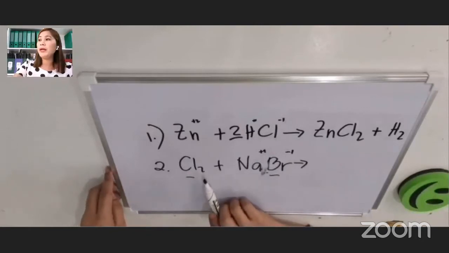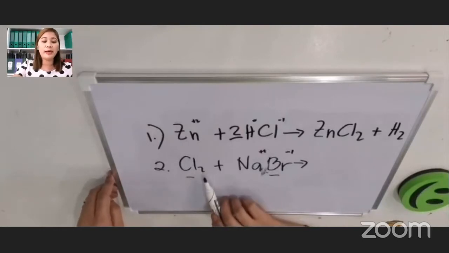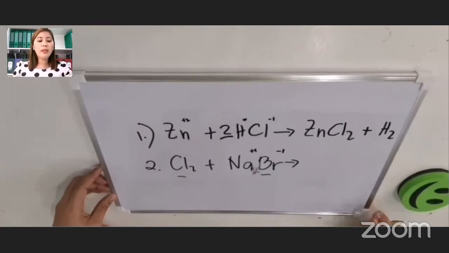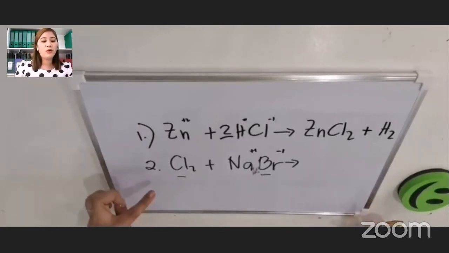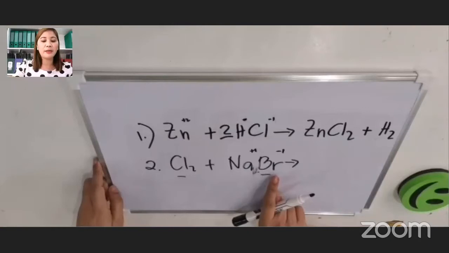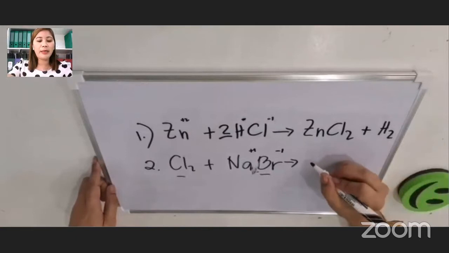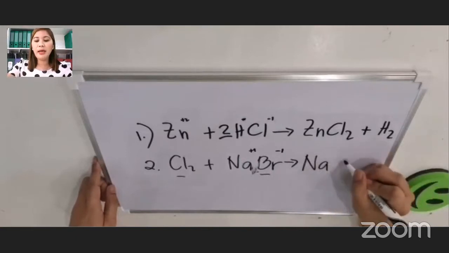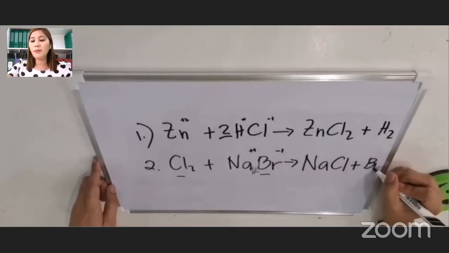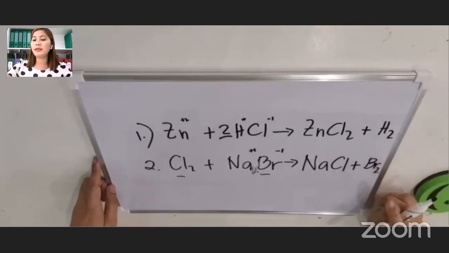Si chloride dito, may 2, of course. Still, it's a diatomic molecule, so it cannot stand alone. So it has a 2 subscript. So what will be the equation now? So chloride will take the place of bromide since it's more active, and then bromide will be displaced. So ito yung magiging product natin, may magiging NaCl plus, since bromine is a diatomic molecule, still you're going to write it as Br2. Okay?